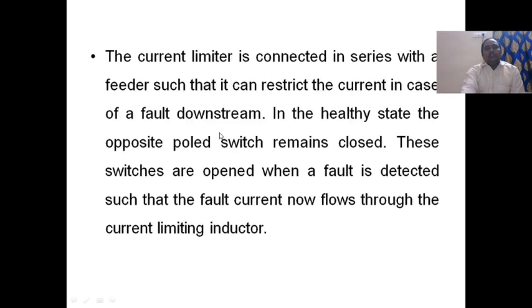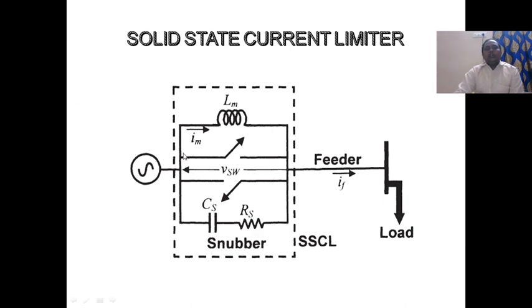So this means in the solid state current limiter, whenever a fault occurs, the current in the inductor increases. Whenever the current in the inductor increases, the two opposite switches are opened. Open means the current does not flow from the sending end to the load end. This way, the solid state current limiter protects the load. Whenever a high current flows due to the fault, the inductor current automatically increases, and whenever the inductor current increases, the switch automatically opens.